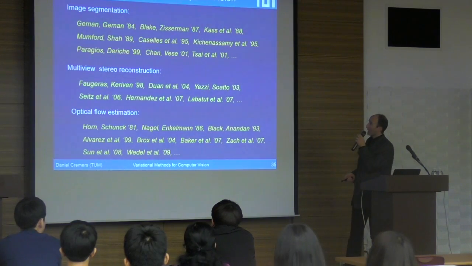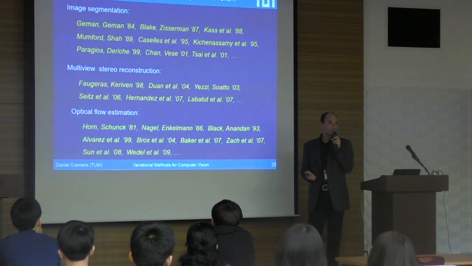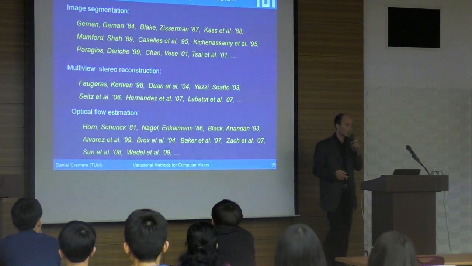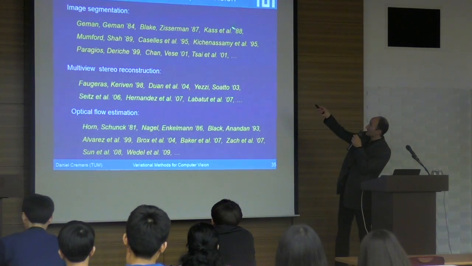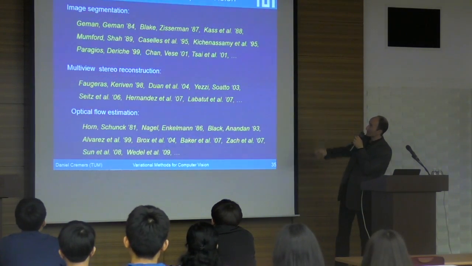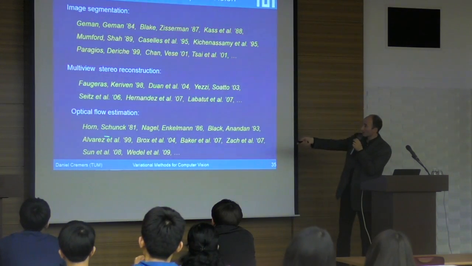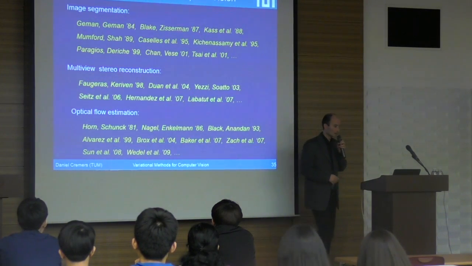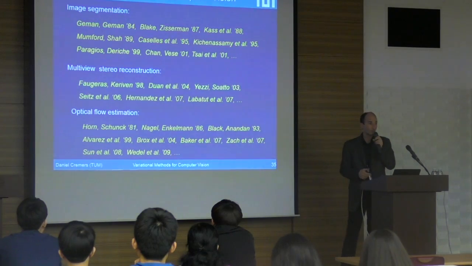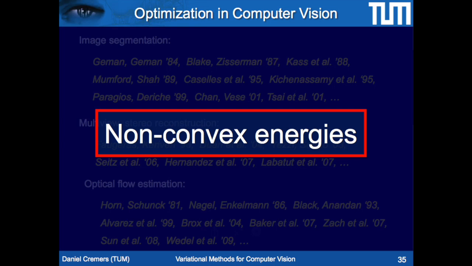These are a lot of pioneering works where people have proposed optimization and in particular variational methods to solve these kinds of problems. So for example, some of you may have heard about the snakes of Kass-Witkin-Terzopoulos, the Mumford-Shah model, the Geman model, the Horn and Schunck optical flow model. Some of these papers have been cited 10,000, 20,000, 30,000 times. But they all have one thing in common, and that's that all these cost functions are not convex.